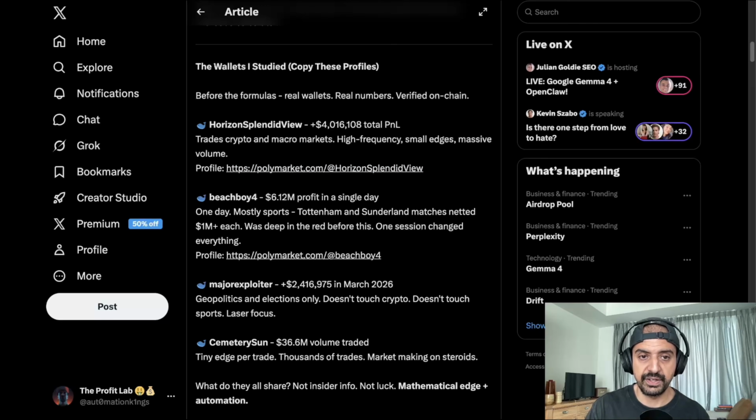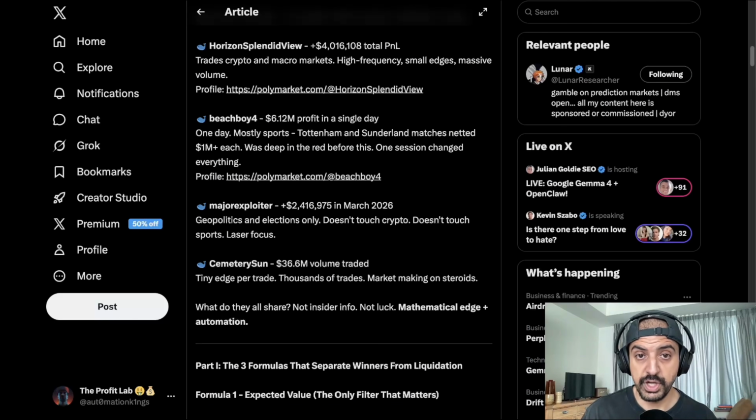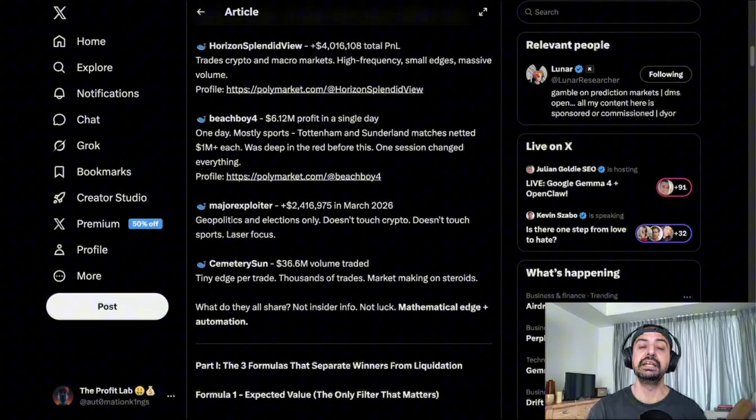And these are the whales that he found. And he's actually included their wallets as well. And look at the volume these guys have traded. This guy has 4 million in total P&L. This guy traded $6 million in a single day. This guy traded $2 million in March of 2026. And this guy here, Cemetery Sun, he's traded almost $37 million on Polymarket. This is insane. Insane numbers.